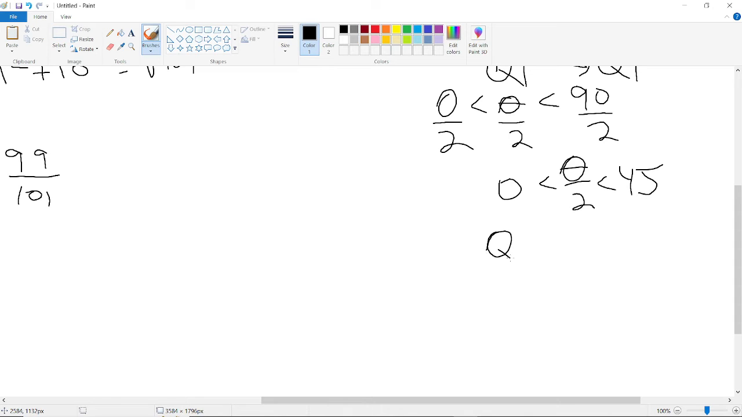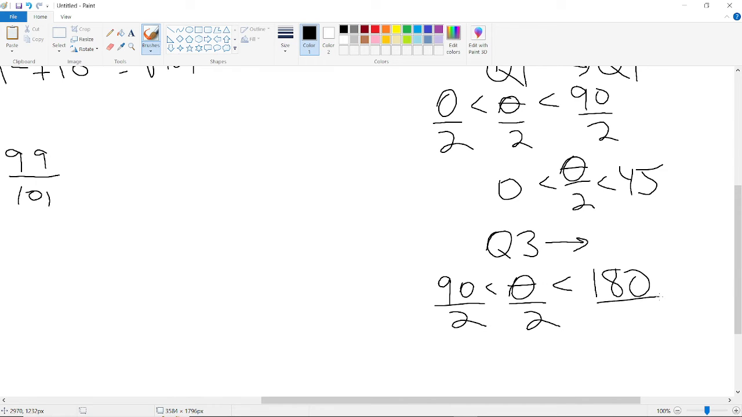If our original angle is in the second quadrant, we know that 90 is less than theta, is less than 180. Again, you can do them in radians if you want. It's just to find out what quadrant they're in. And then you can memorize this list. 45 is less than theta over 2 is less than 90. So if the original angle is in quadrant 3, the half angle is in quadrant 1.